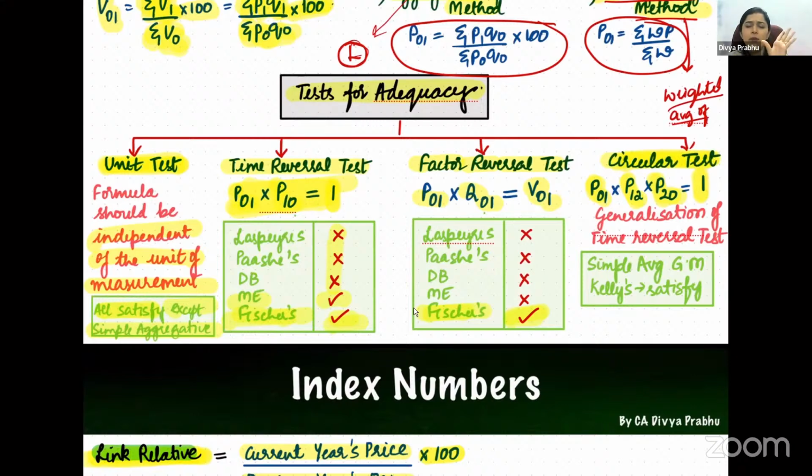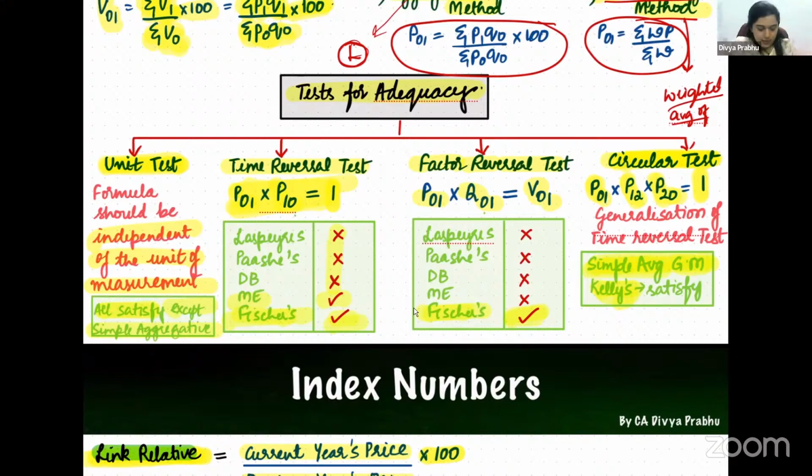All this is just to remember from the theory question point of view. They are not going to ask you anything descriptive. It is purely MCQ. So all you have to remember is what you mean by every test and which formula will satisfy what test. That's all. The circular test is only satisfied by two formulas. One is the simple average geometric mean. One more is Kelly's. These are the only two formulas which will satisfy the circular test.